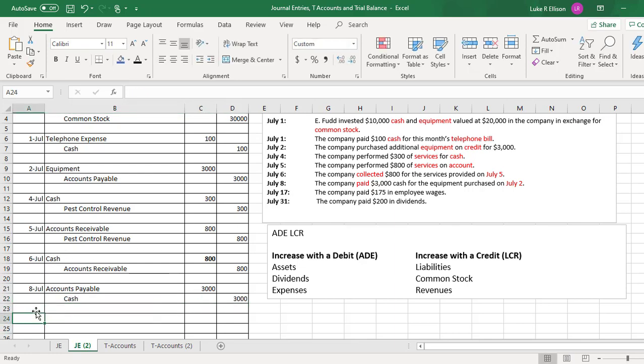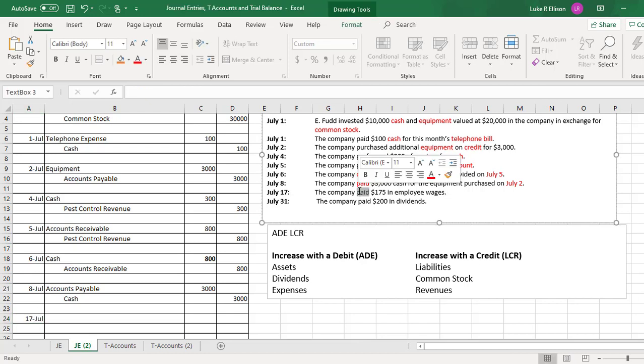All right, so down to July 17. On July 17, we paid $175 in employee wages. So again, the payment is always going to be important if that's in there, and that's for employee wages. So let's first focus on the wages. Kind of similar to the telephone bill earlier, this is the cost of doing our business or running our business. So this is going to be another expense.